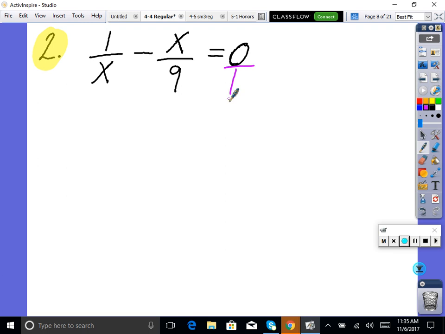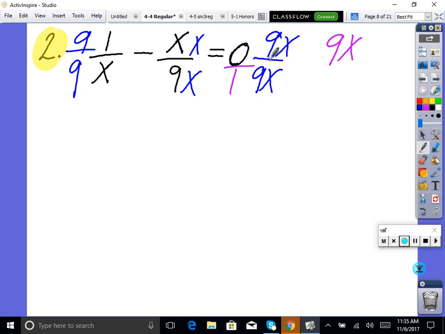Okay, what's my least common denominator? 9x. Let's make all of our denominators 9x. Here we go. What am I going to multiply this one by? Okay, very good. What about this one? Good. And how about this one? Thank you. Wait. Let's multiply straight across. So we have 9 over 9x minus what?